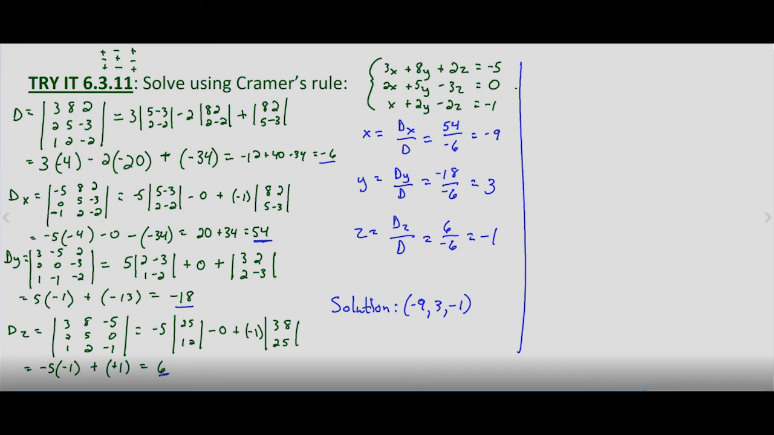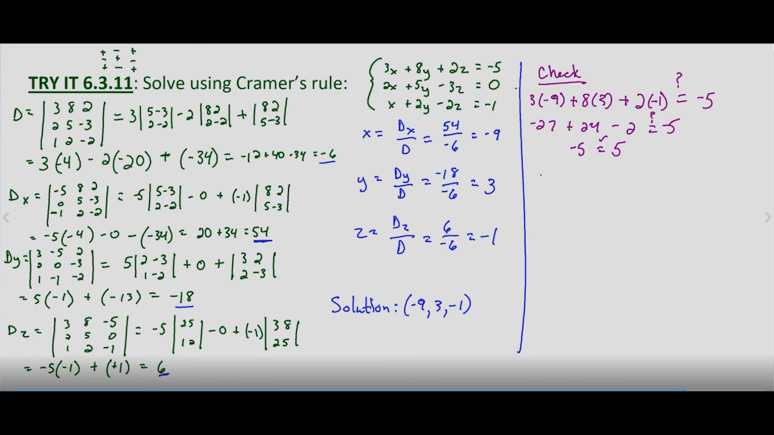As always, in order to make sure of this, we need to check. So we'll substitute into our original equations 3x, so 3 times negative 9, plus 8y, 8 times 3, plus 2z, 2 times negative 1. Does that equal negative 5? So negative 27 plus 24 minus 2, does that equal negative 5? Negative 27 plus 24 is negative 3, minus 2 is negative 5. So it checks in our first equation.